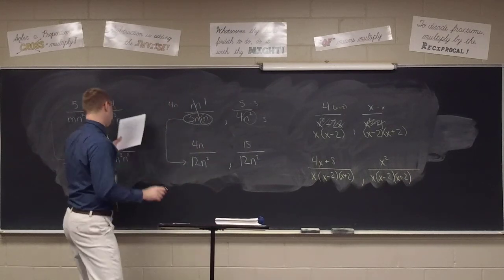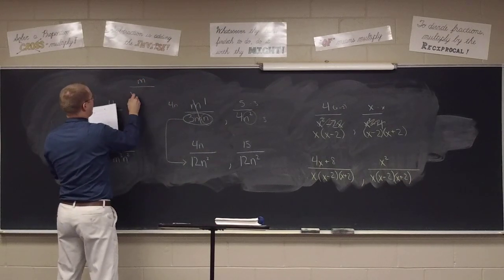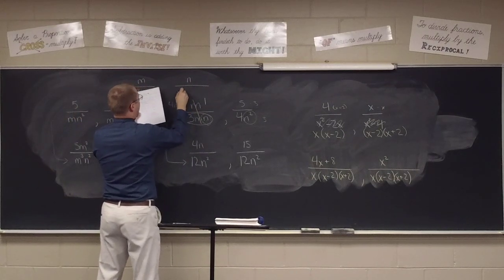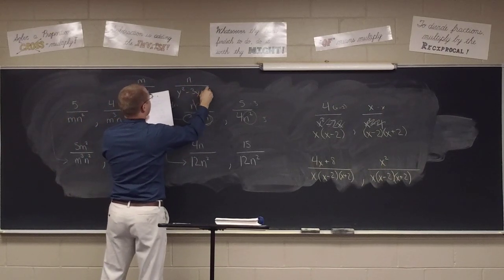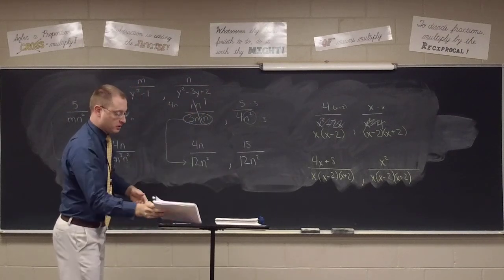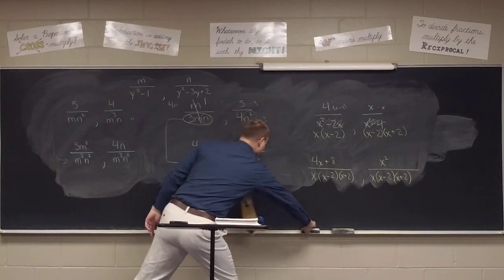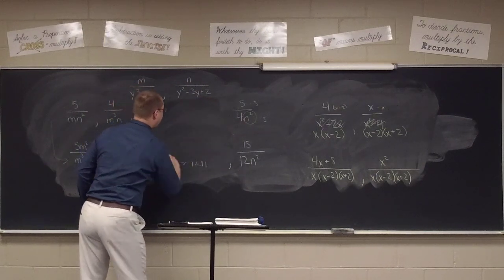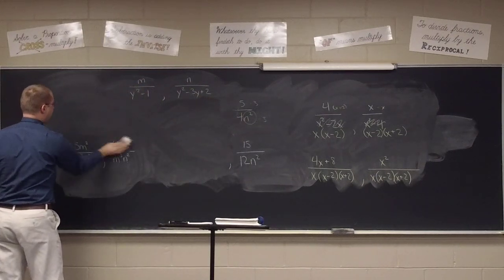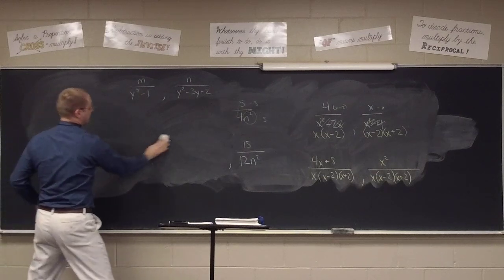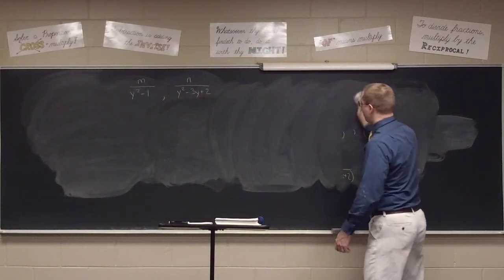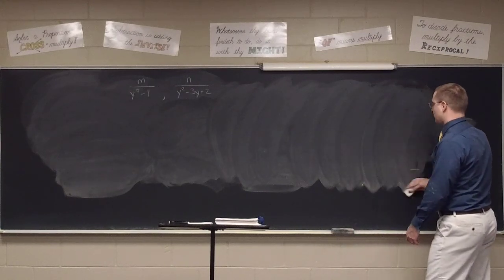Write this one down now. m over y squared negative 1, n over y squared negative 3y positive 2. Obviously, because there are polynomial denominators, class, you're going to have to factor them. Monomials, the factors are right in front of you. Polynomials, you got to turn them into the factors.